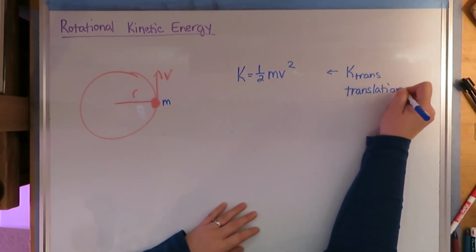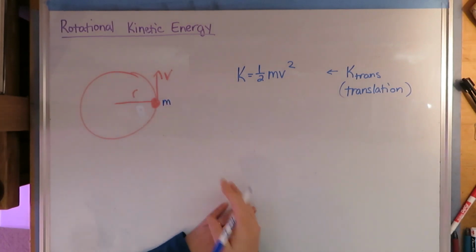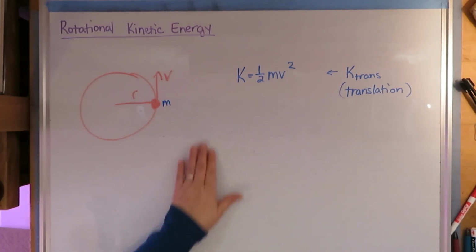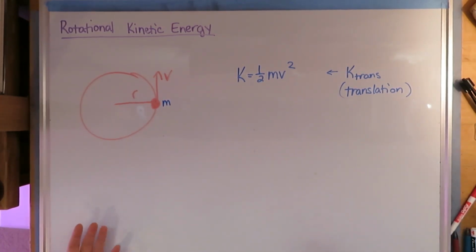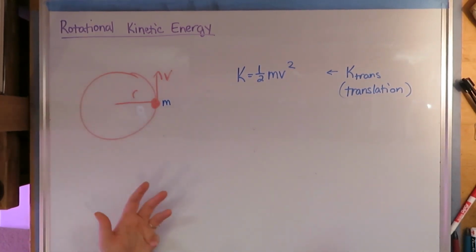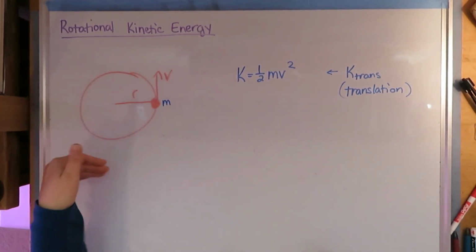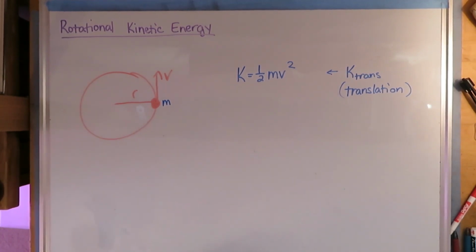So it's translational, motion in a straight line. So this particle does have straight line motion at every point in time. Energy is a scalar, not a vector, so it doesn't matter that the velocity vector is changing directions. If it's moving at a constant speed around that circle, then I have constant kinetic energy.